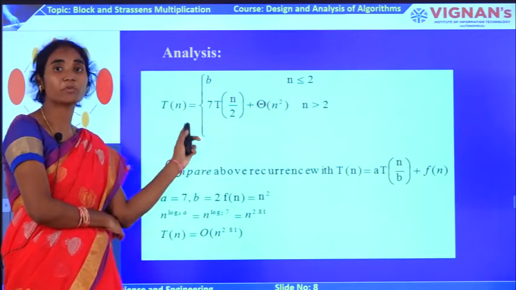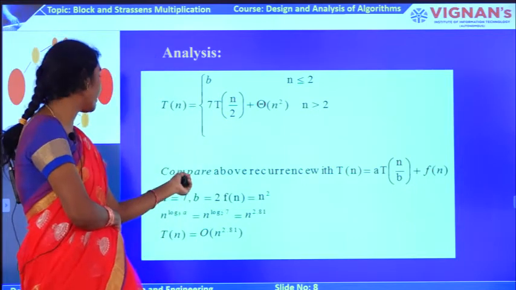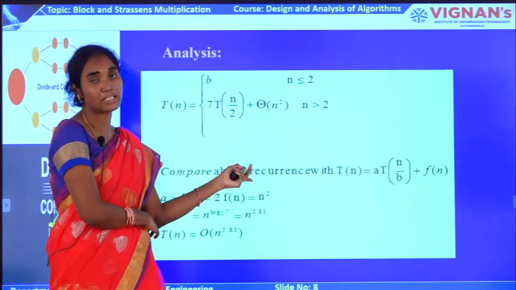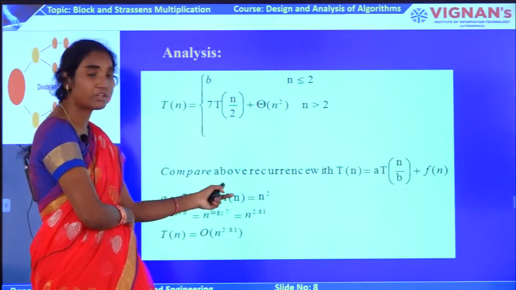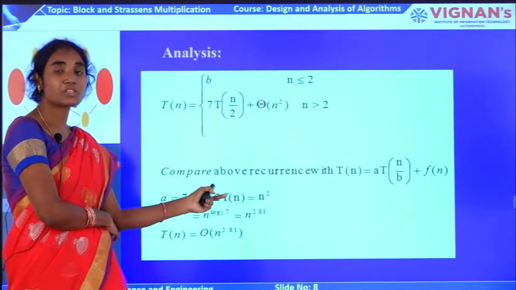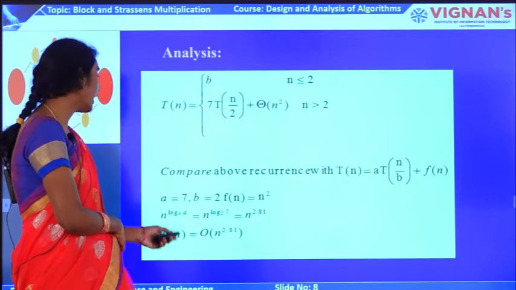Now if I compare with the recurrence relation, T(n) is equal to aT(n/b) plus f(n), the a value is 7, the b value is 2 and the f(n) value is n square. Now the corresponding h(n) and the corresponding u(n) we are going to find out by using the Master's theorem. So finally T(n) is given as big O of n to the power of 2.81.